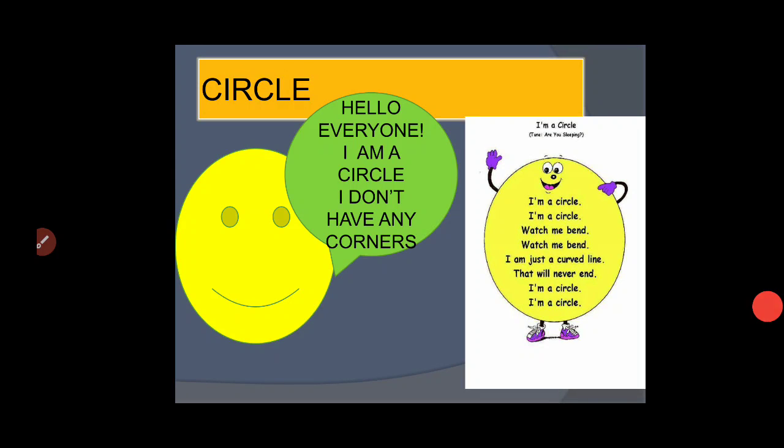Let's read about circle now. Hello everyone, I am a circle. I don't have any corners. A circle does not have any corner. It has only one face. See, there's a story and a poem over here.